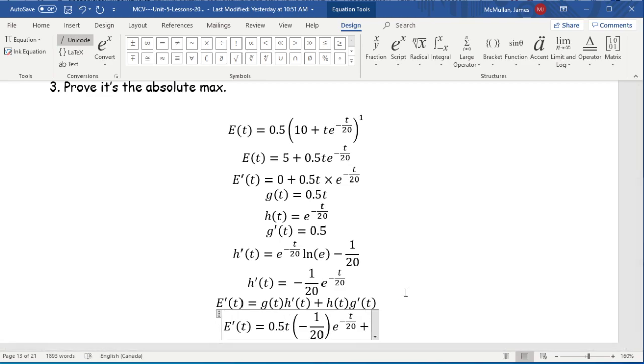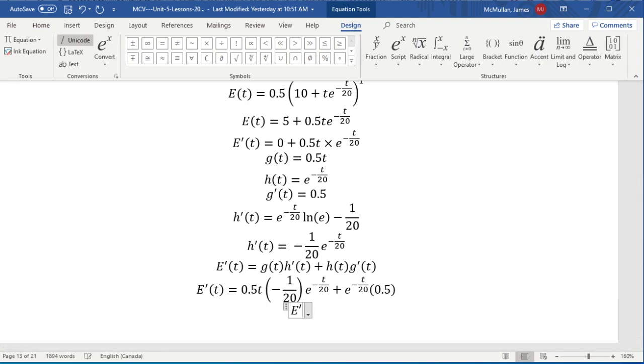Okay, then we're going to add h, which is e to the power of negative t over 20, times g prime, which is simply 0.5. Now what we can do is some common factoring. I noticed both of these things have a 0.5, and both have an e to the power of negative t over 20. Then if I look at what's left, I have a t and a negative 1 over 20 on the left side. On the right side, I have just a positive 1, because the 0.5 came to the front and the e came to the front.